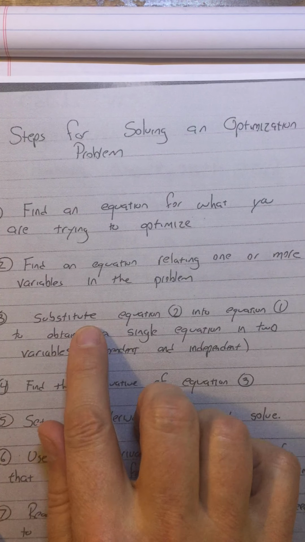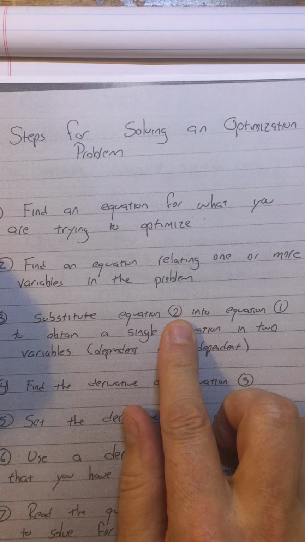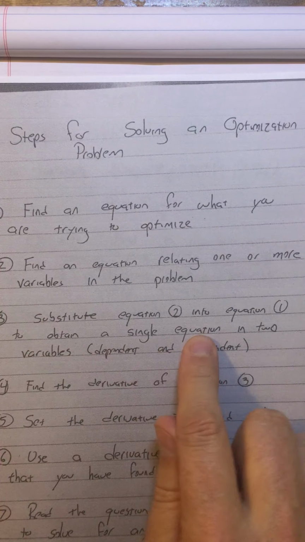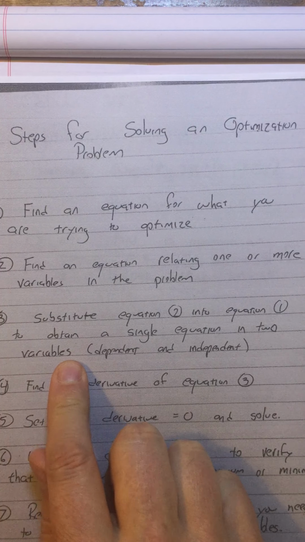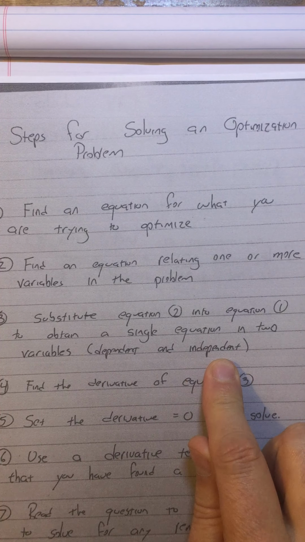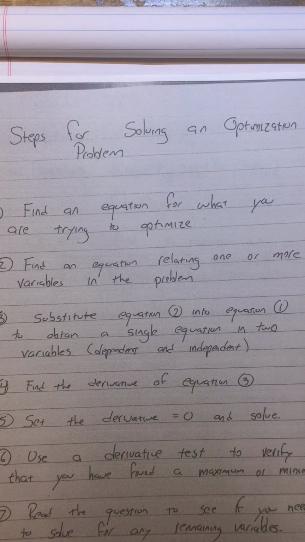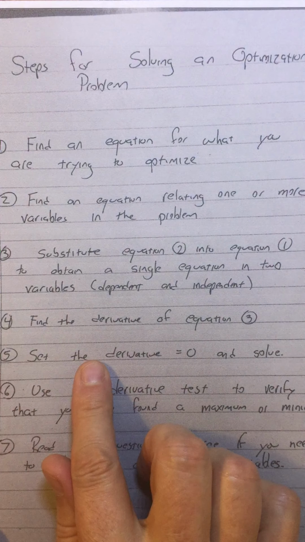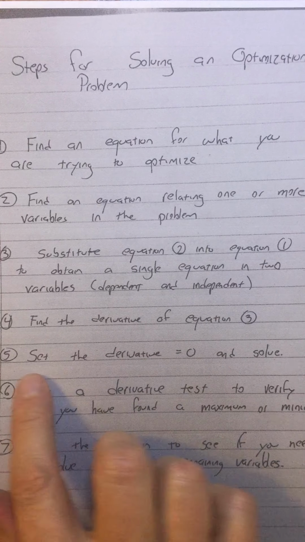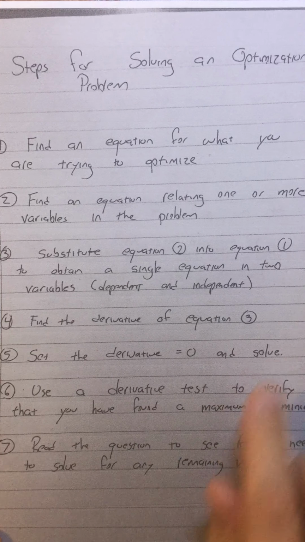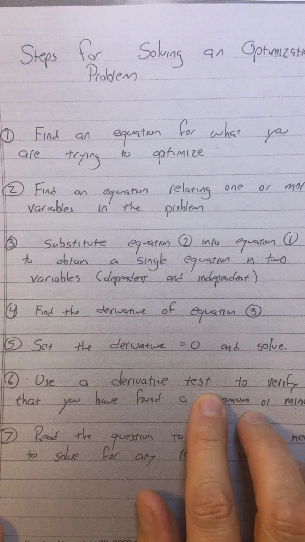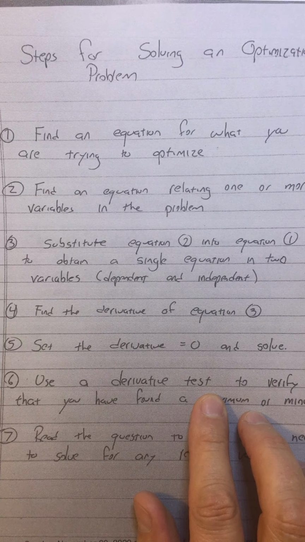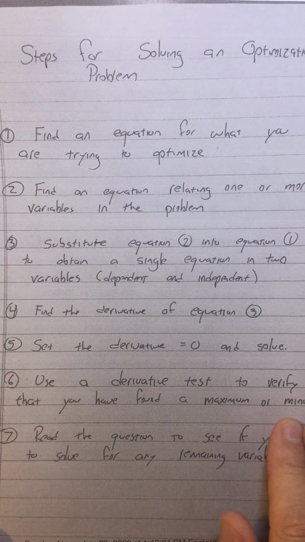So that's why step 3, we substitute whatever we get for equation 2 into equation 1 to obtain a single equation in 2 variables. So like y is a function of x. That's what you're going to be after. Otherwise, you can't really do a derivative. So that's setting you up to do step 4, which is find the derivative of the equation. Step 5, everything else here is just finding extreme values. Set the derivative equal to 0 and solve. Step 6, use a derivative test. Generally, you can use second derivative test or first derivative test, whichever one's easier, to verify that you've found a maximum or a minimum.